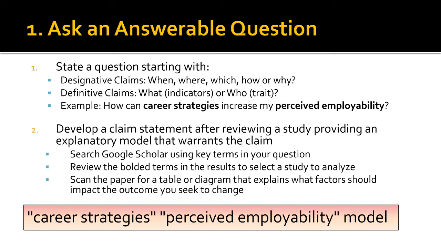Secondly, we develop a claim after reviewing a study providing an explanatory model that warrants the claim. We would begin by searching Google Scholar using those key terms that were identified in the answerable question. As you see below, career strategies, perceived employability, and the word model would identify a warrant that could support our claim. When searching the findings in Google Scholar, you will notice that these words show up in bold.